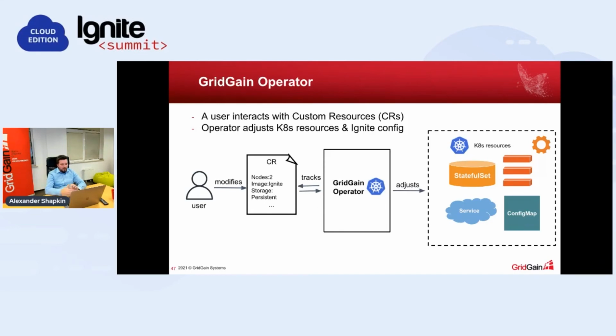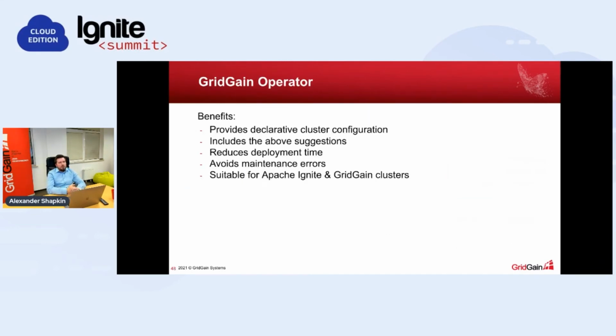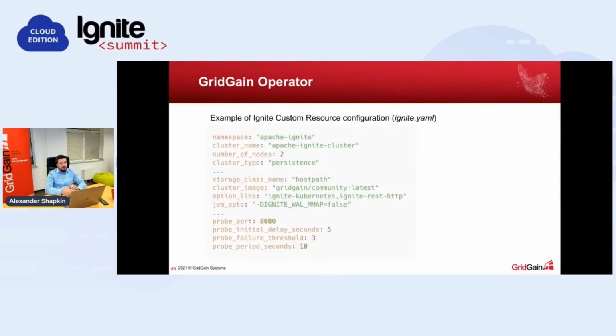So you don't need to create and modify Kubernetes resources like services, config maps, and so on manually. Speaking of the benefits, the operator provides a declarative way of cluster configuration. You don't need to take care of Kubernetes internals. It includes the previous and other suggestions that we have talked about, it reduces deployment time, and it is suitable for running both Apache Ignite and GridGain editions.